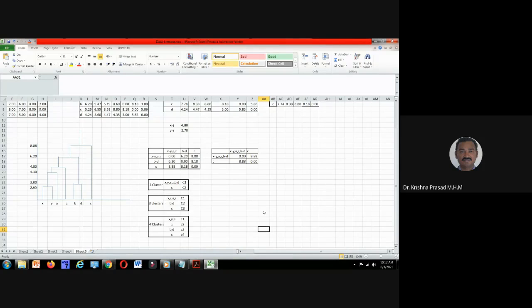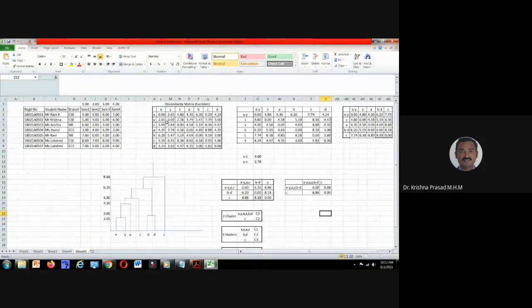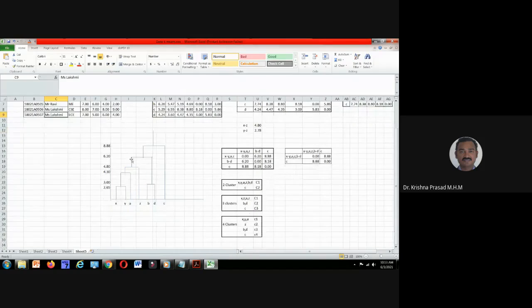This is the procedure you need to follow to build agglomerative hierarchical clustering. This is the dissimilarity matrix I constructed here for this data set. For 7 objects I want to cluster, it took this much time. Sir, how can you say nested clusters? If you observe this one, cluster XY is one cluster, and A is joined. In what way is it nested?